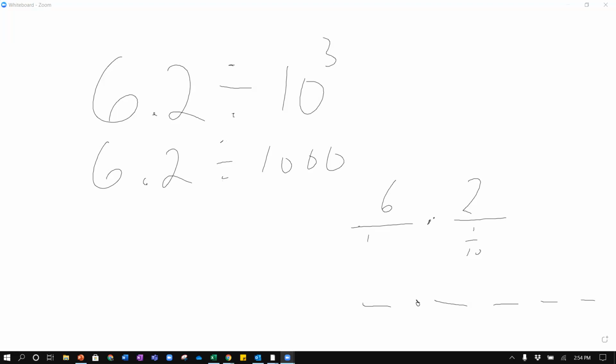So what we're going to do is we're going to take the 6 that was here in the ones place, and we're going to go 1, 2, 3 spots. The 6 is going to go here. The 2, remember the 2 was right here in the 1/10 spot? It's going to go 1, 2, 3, and end up here.